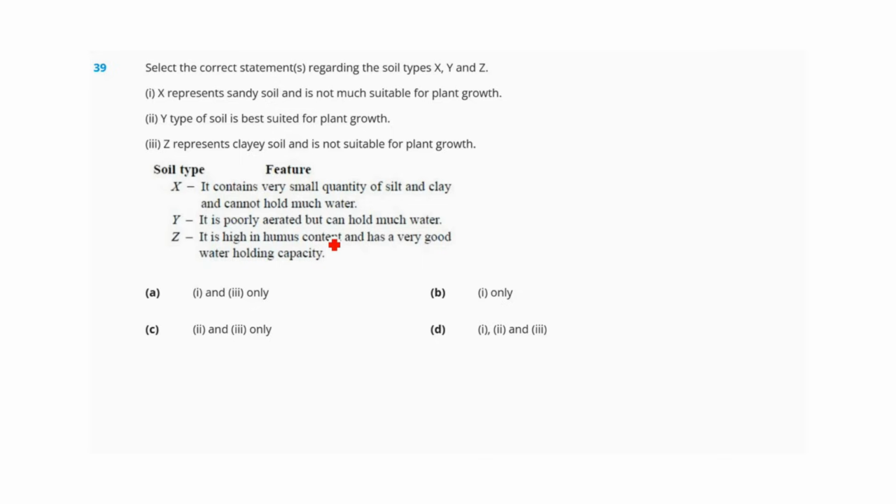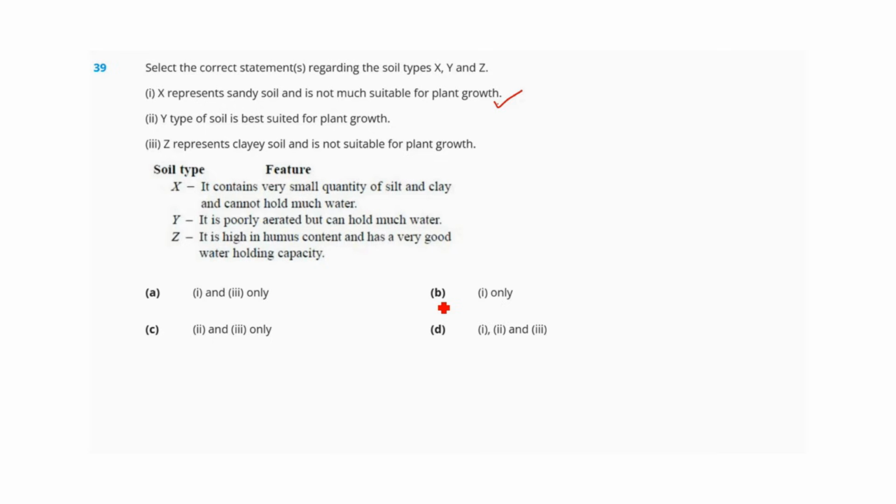Z is high in humus content and has very good water holding capacity. This can be loamy. So we have to find out the correct statement. X represents sandy soil and is not much suitable for plant growth. This is a correct statement. Why? Because the feature is a very small amount of silt and clay, and it cannot hold water.